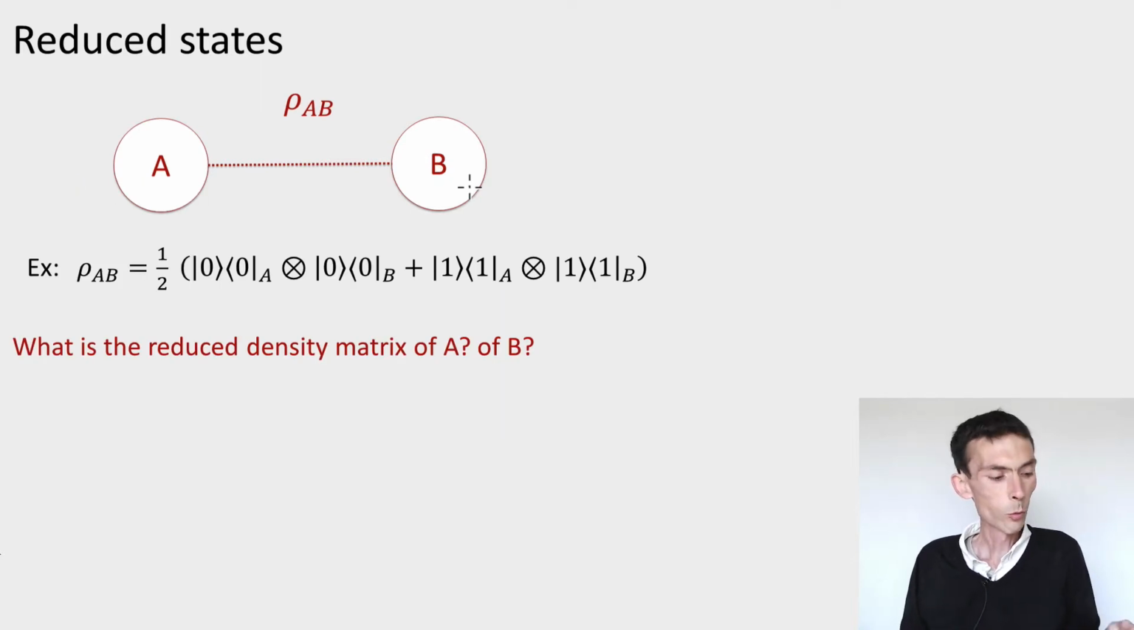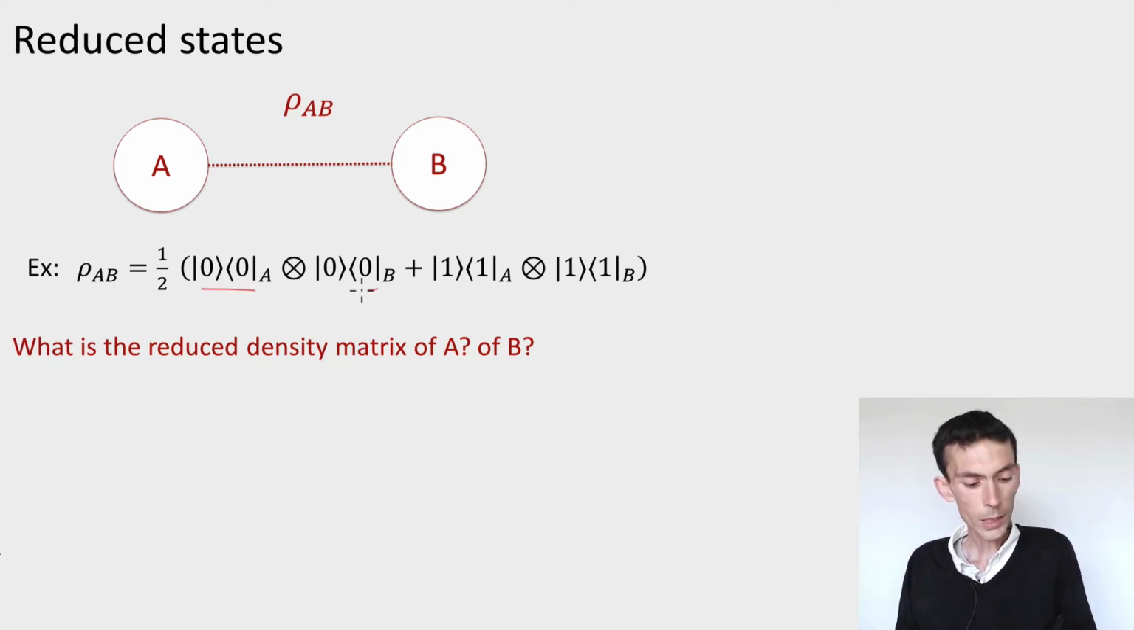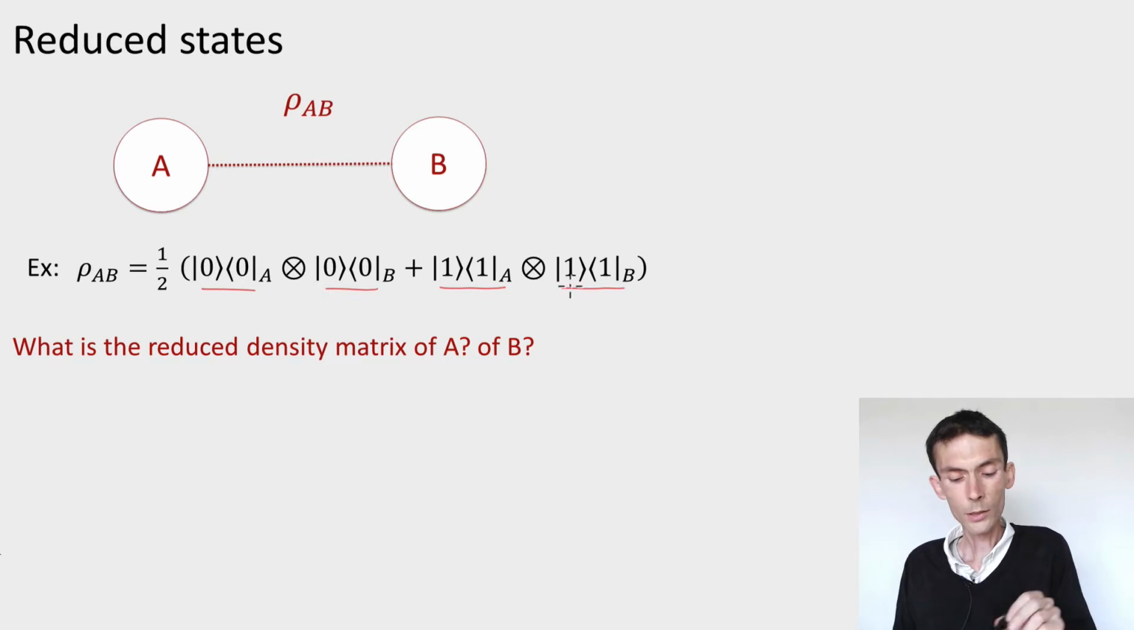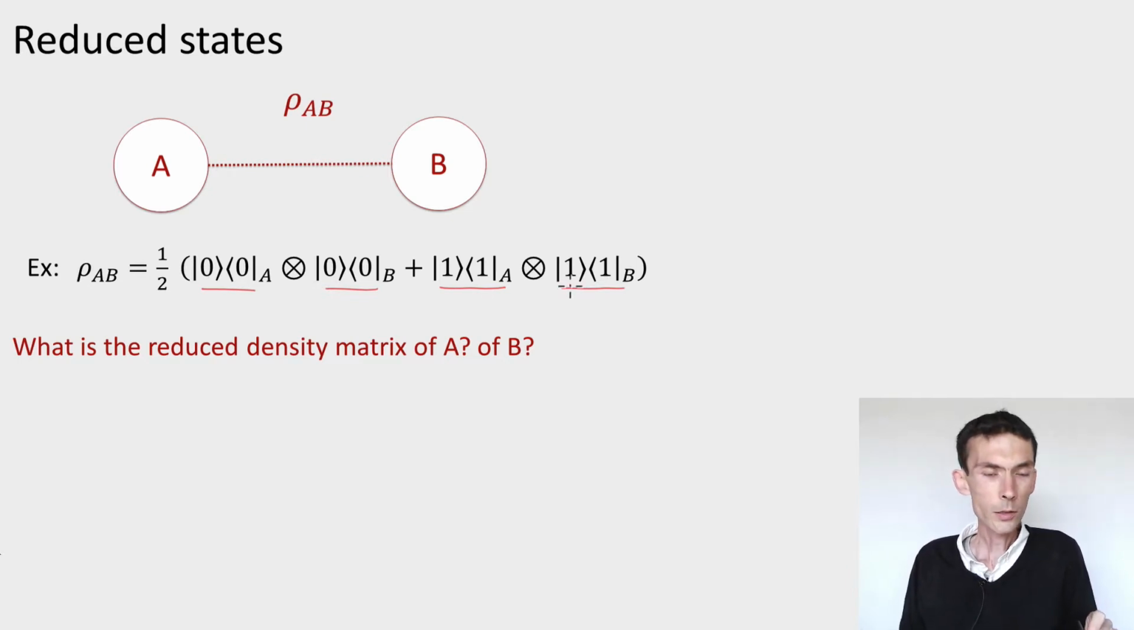The first example would be a density matrix that's given like this. So it's a uniform mixture: with probability half both systems A and B are in the 0 state, and with probability half both systems A and B are in the 1 state. In that case, it's pretty intuitive what we'd want to say the reduced density of the system is on A.